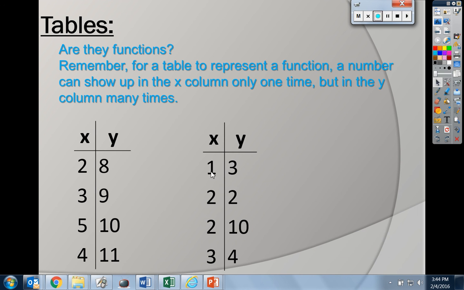Over here we have 1, 2, 2, and 3. So if you put a 2 in, it's saying that you could get 2 or 10. That makes this not a function.